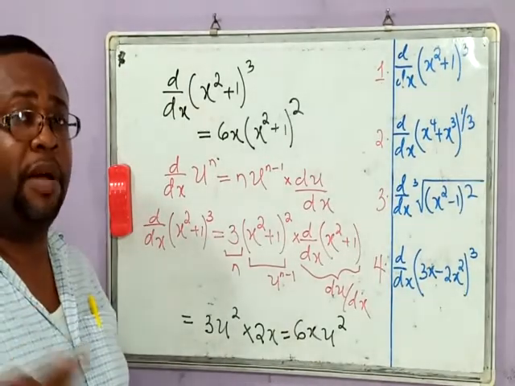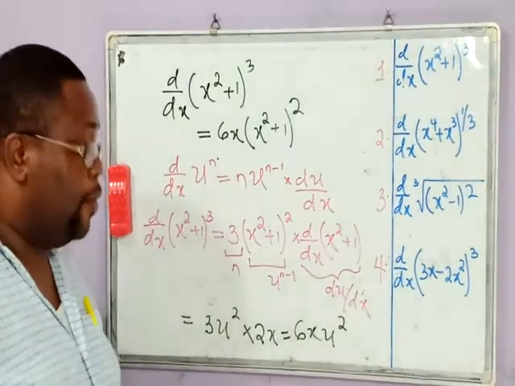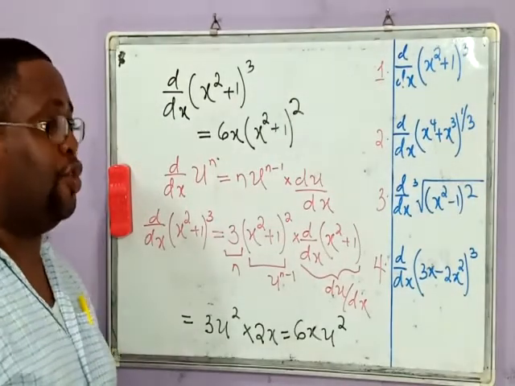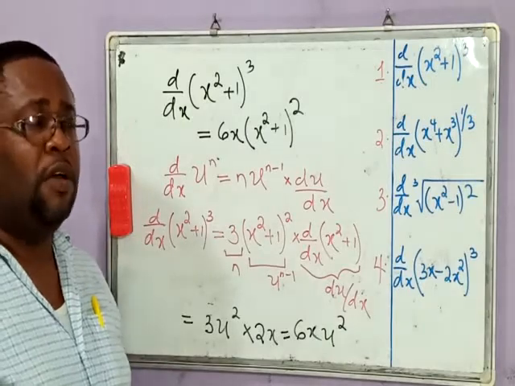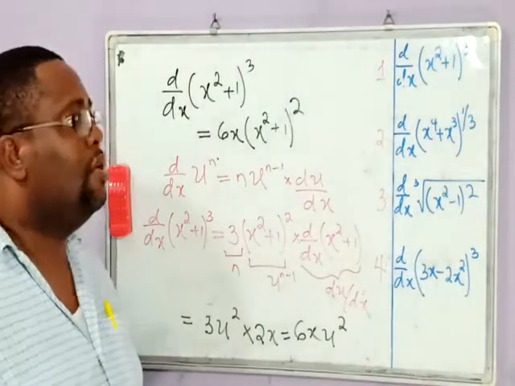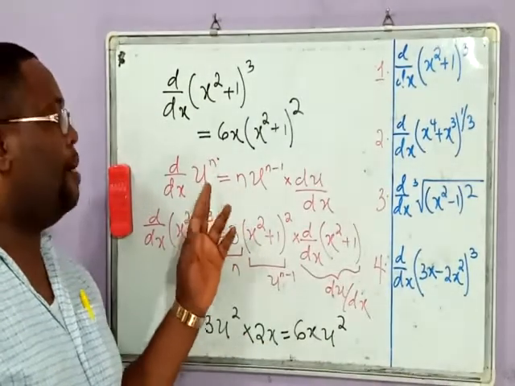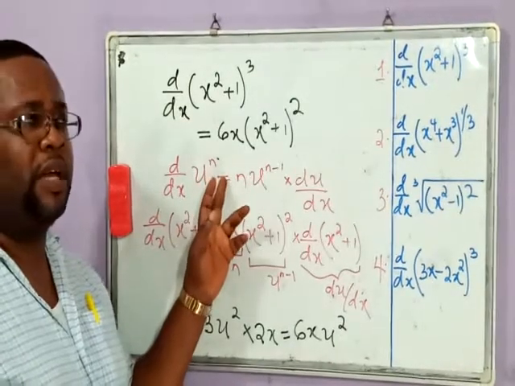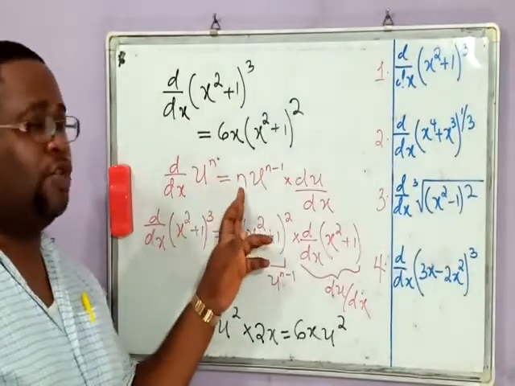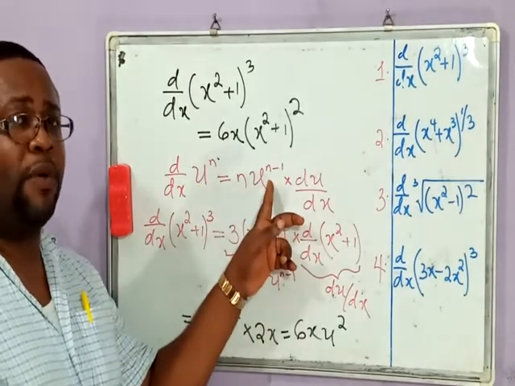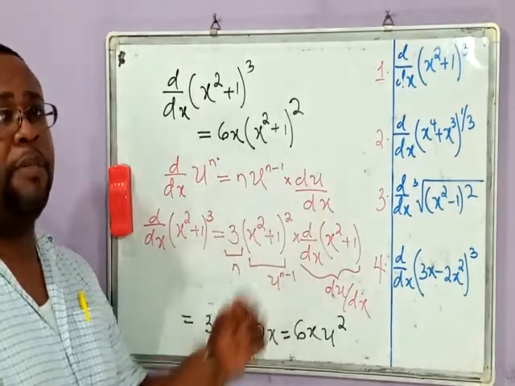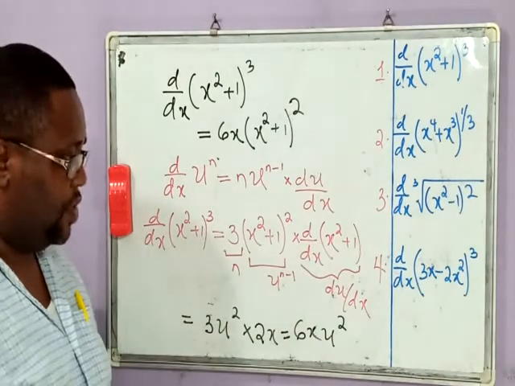What we are talking about in the classroom today is that for you to differentiate a power function, basically all you have to do is, if that function appears in the form u to the power n, take n and bring it down. That is what we are saying here. Repeat u again, reduce that power by 1, and then multiply by du by dx.